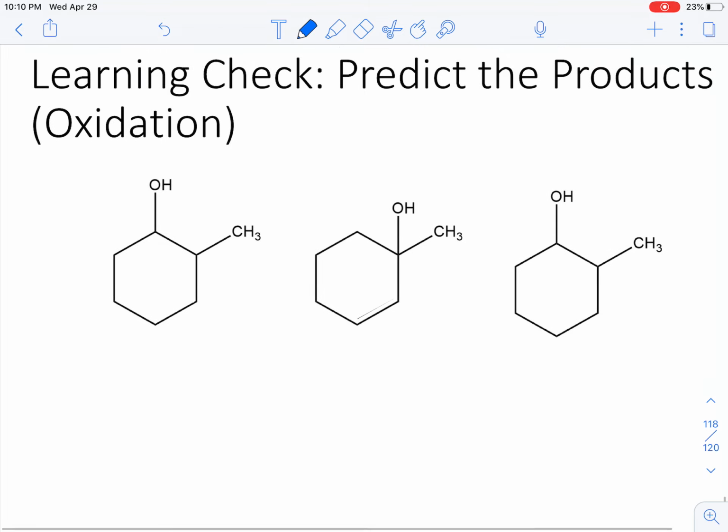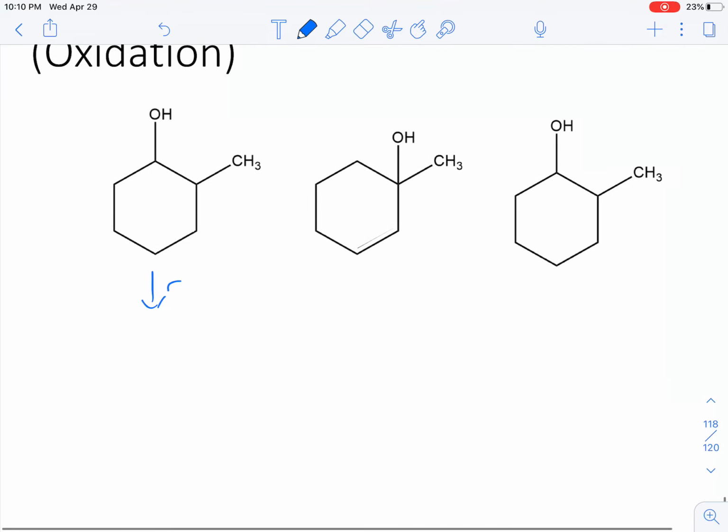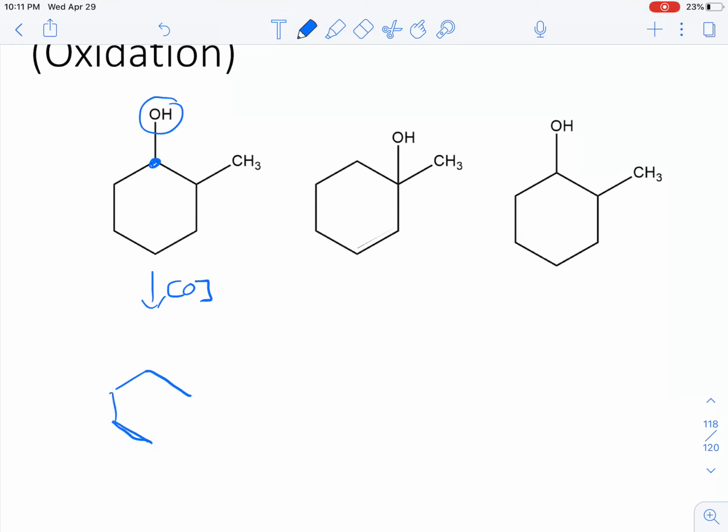All right, so let's go ahead and predict the products once again for these three. For this molecule, if an oxidation reaction occurs, this hydroxyl is in the middle of a chain. If it undergoes oxidation, we're increasing the number of connections between carbon and oxygen and decreasing the number of connections between carbon and hydrogen, or in this case, oxygen and hydrogen. And so therefore, what we're going to get is a ketone at the very end.